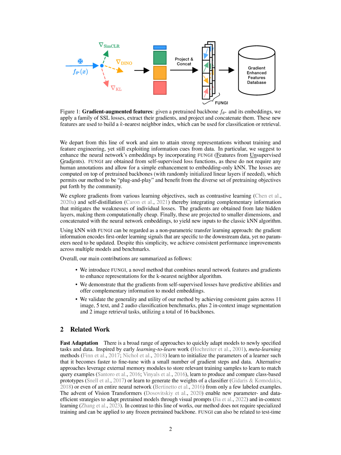FUNGI can be seen as a non-parametric transfer learning approach that enhances the neural network's embeddings with gradient information specific to the downstream data, without requiring any parameter updates. The method consistently achieves performance improvements across multiple models and benchmarks, including image, text, and audio classification tasks, as well as in-context image segmentation and image retrieval tasks, utilizing a total of 16 backbones.